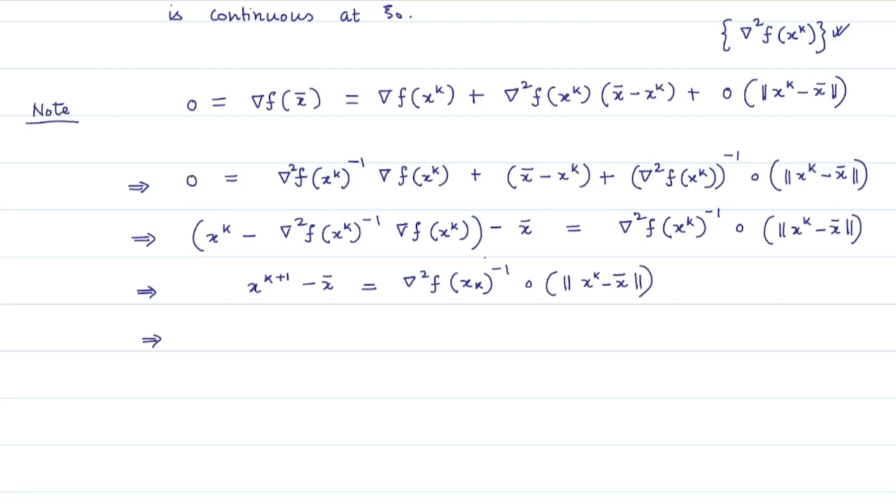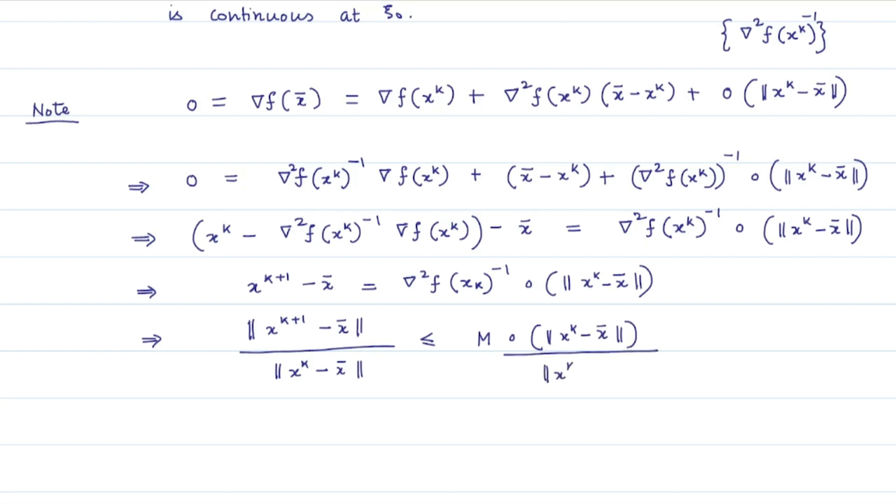Now if we take the assumption that this inverse of the Hessian matrices, that is this sequence, is uniformly bounded, that is across the points xk's the norm of this matrix is bounded with respect to a matrix norm. Under this assumption, we see that norm of xk plus 1 minus x bar divided by norm of xk minus x bar is less than or equal to a bound, say capital M, of the norm of these sequences of Hessian times small o of norm xk minus x bar divided by norm xk minus x bar. We notice that this right hand side tends to 0 as k tends to infinity if we assume that the sequence xk is converging to x bar.